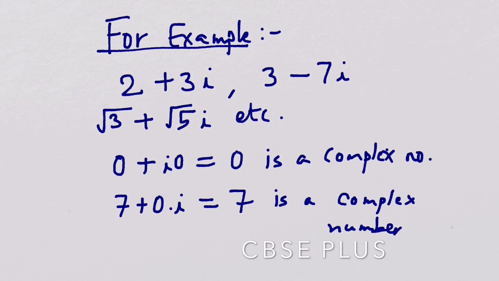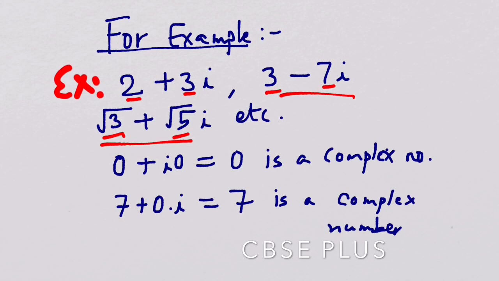So for example, we can take the example of a complex number, and our example is 2 plus 3 iota, or 3 minus 7 iota, root 3 plus root 5 iota. We can see here 2 and 3 are real numbers, 3 and 7 are real numbers, root 3 and root 5 are real numbers. These are the irrational numbers, root 3 and root 5, and these are the rational numbers.